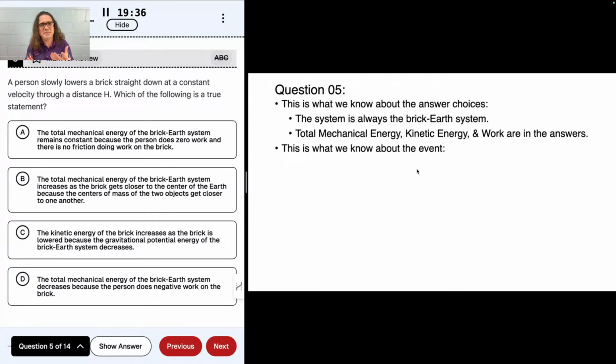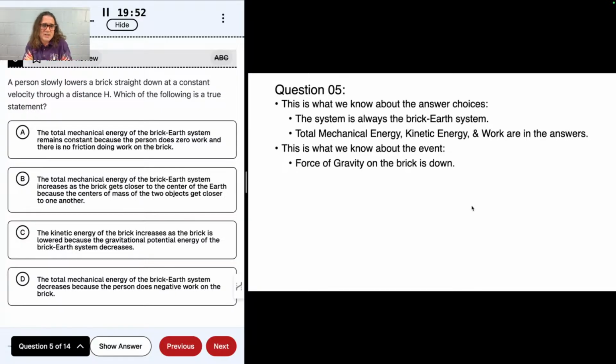So when you have a lot of different answer choices like this, for me personally, I think it's a good idea to just look at the question and identify what you know before you start looking at all the answers, because it can be way too much.